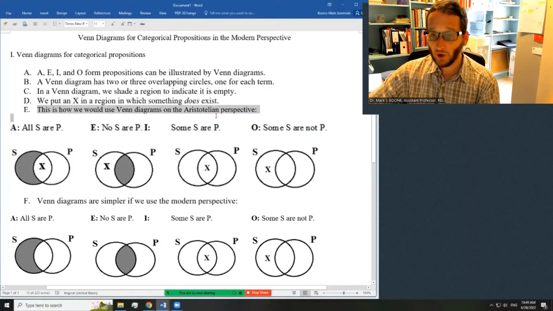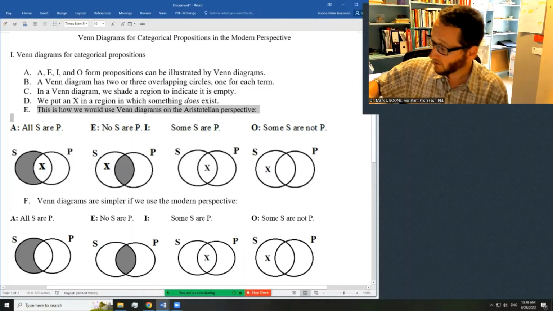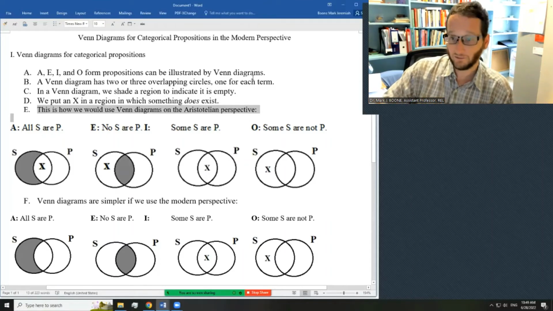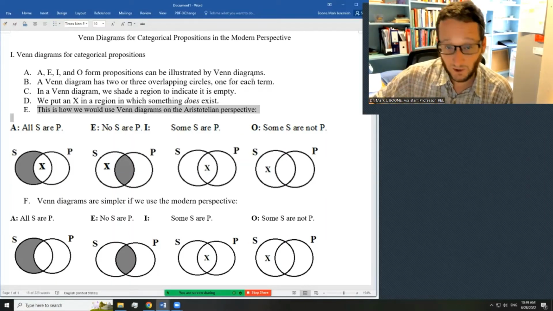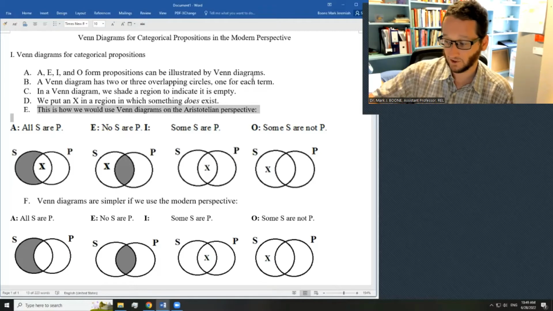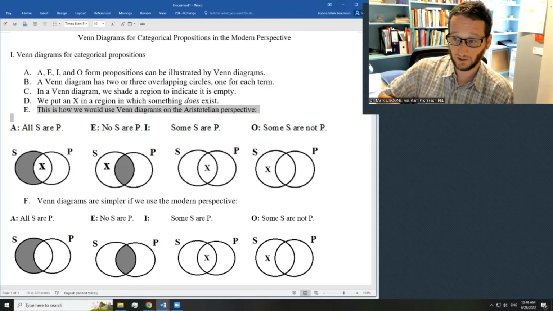Now, this is how we would use Venn diagrams on the Aristotelian perspective, and it would be a perfectly acceptable and very useful way of doing categorical syllogisms if we adopted the Aristotelian perspective. We could have learned this. It would have been fine. But there would be extra steps, extra complications, because you have to include more information for the Aristotelian perspective.